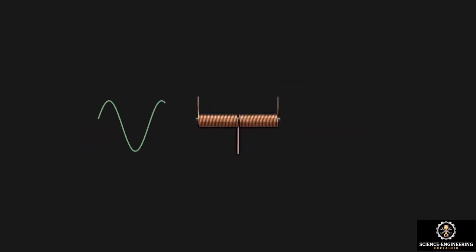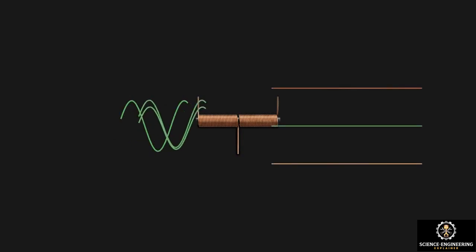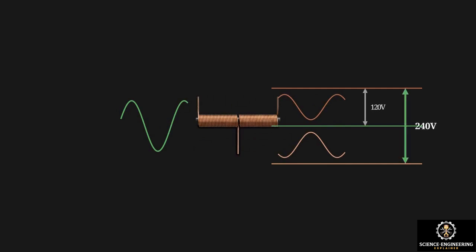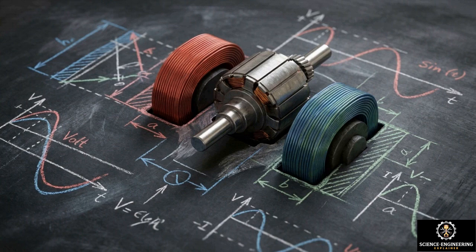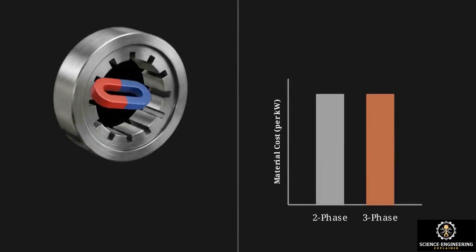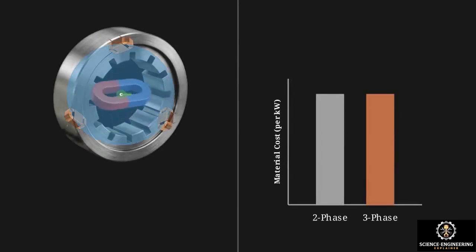A center tap on a secondary coil splits this single 240-volt wave into 2 120-volt lines, providing standard power for home appliances. 2-phase power was a functional attempt to overcome the limits of a single coil, but 3-phase remains the global standard because it optimizes the physical relationship between trigonometry and material cost.